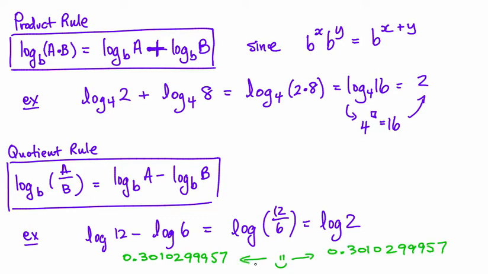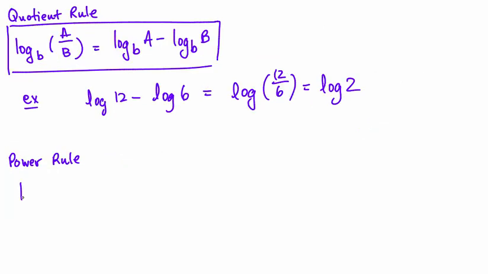Okay, let's move on to the next rule. It's called the power rule. And the power rule states if you have log base b, a to the n, that n basically drops down in front. It becomes n log base b of a.